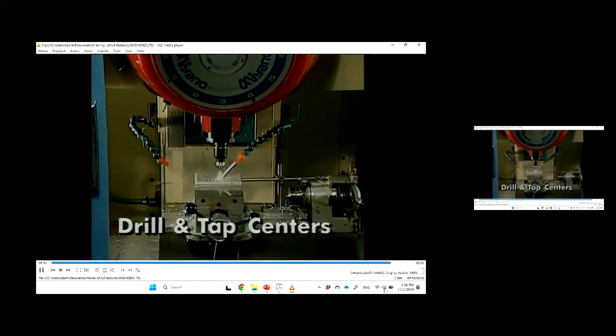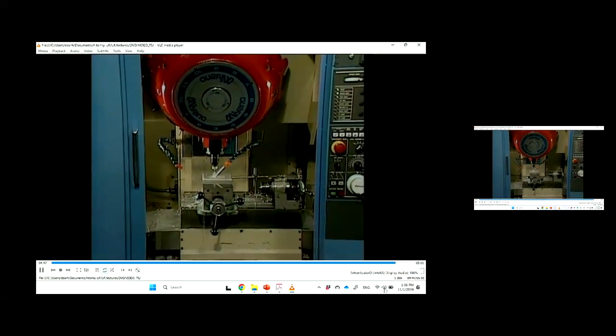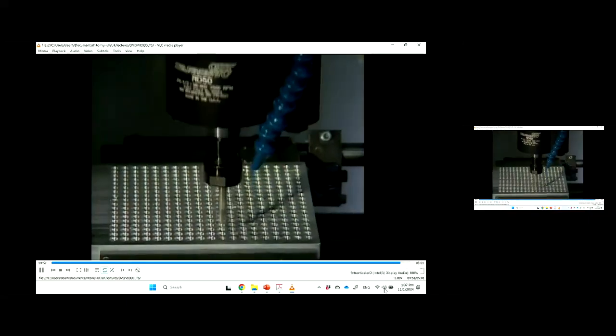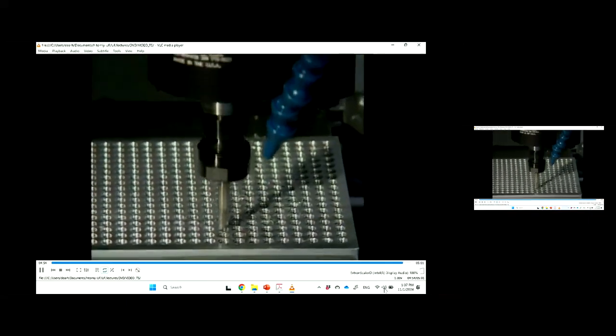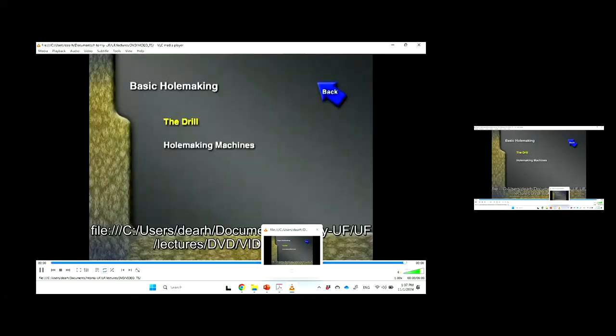NC drill and tap centers are like lightweight machining centers, dedicated to hole making rather than milling. The tool changer is usually equipped with 12 to 20 tools, allowing multiple operations to be performed on single or multiple holes. Okay, so now you get the idea, right?